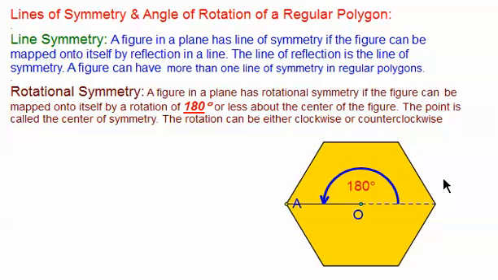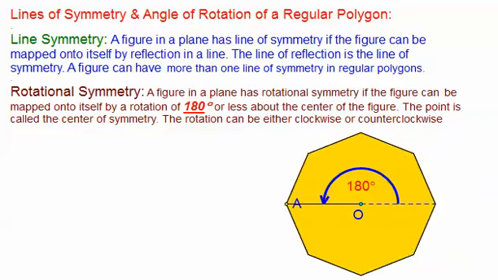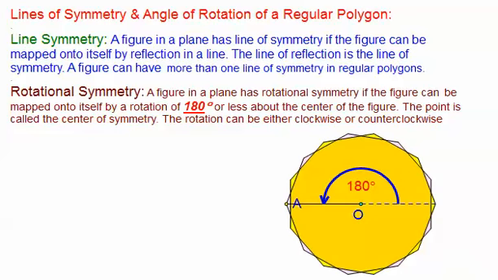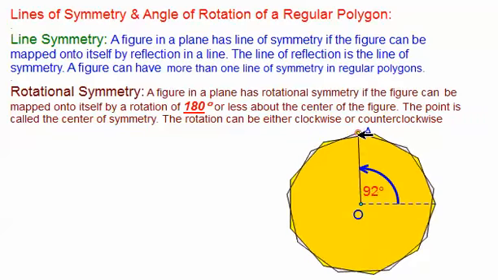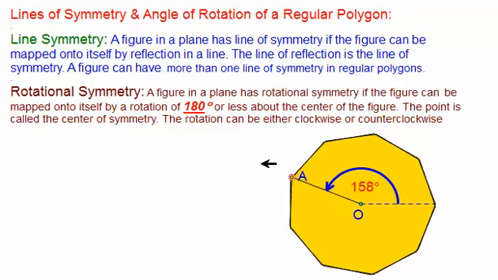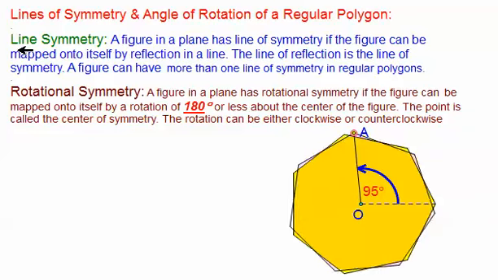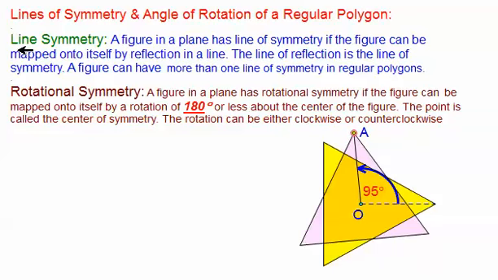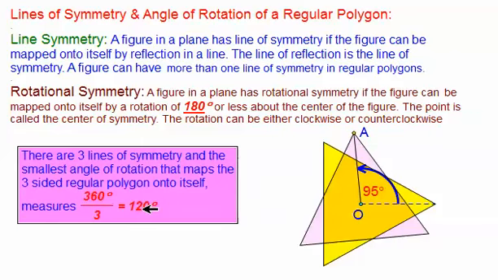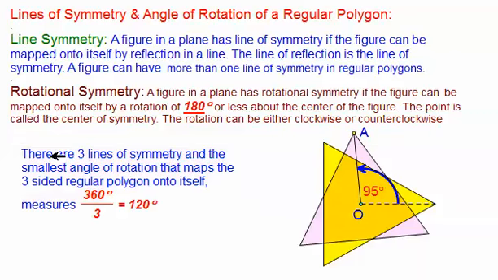So we can find a pattern: even if we have more sides, the angular symmetries will increase, but the angle has to be less than 180. So let me go back and finish this. This is the formula we can use.